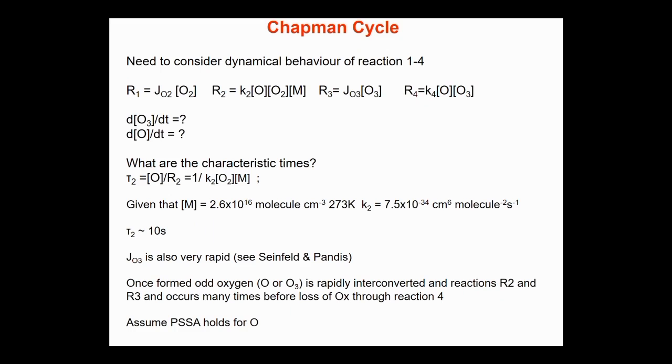So that's really short, even in the stratosphere, right? And the JO3, the photolysis, is also very rapid. We can't do that here, but that's very rapid. And that means reactions 2 and 3 go incredibly quickly. So they're turning stuff over really fast. But these processes are dead slow, comparatively.